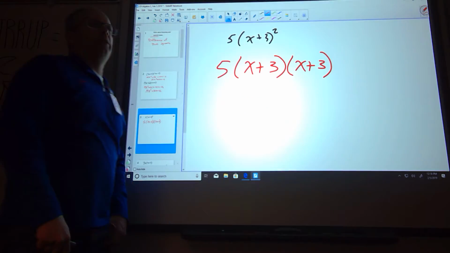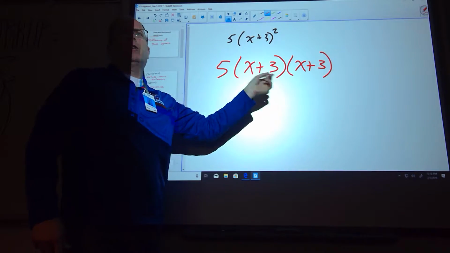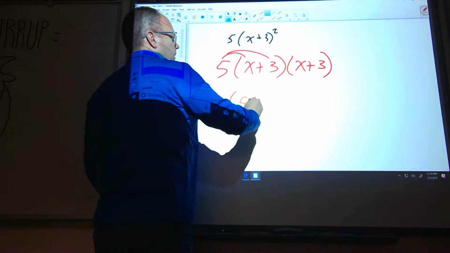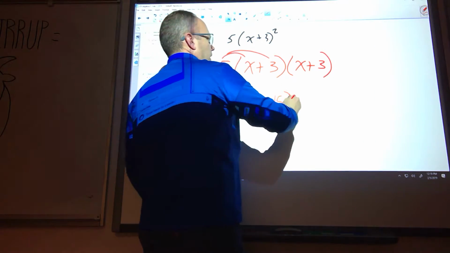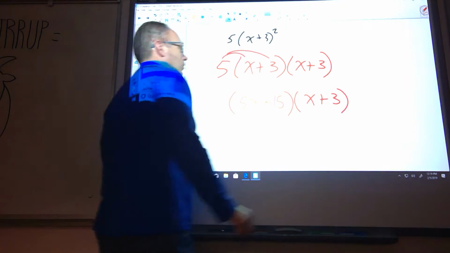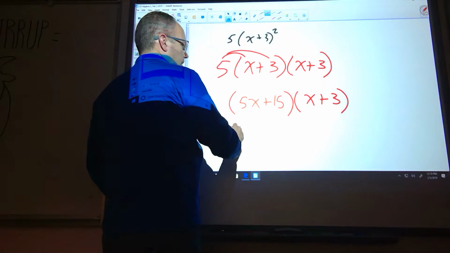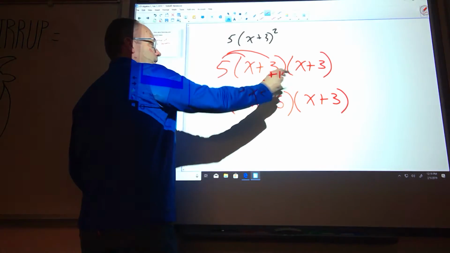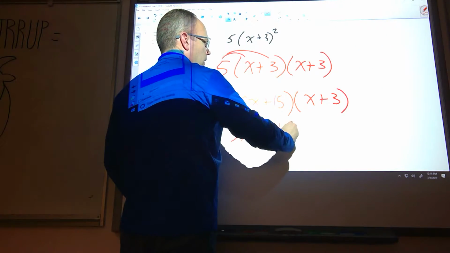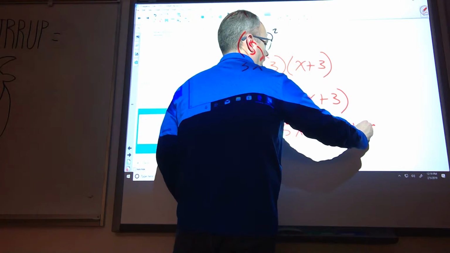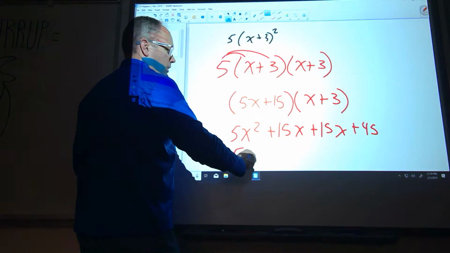So there's a number of ways we could do this. I could FOIL these two together and then distribute everything by 5. Or I could do this, and it's going to give you the same exact answer. Notice I just distributed the 5 over one of the sets of parentheses. Agree? Now let's go ahead and FOIL that. So 5x and x is 5x squared. 5x and 3 is 15x, plus 15x, plus 45. Like terms are 15x and 15x.